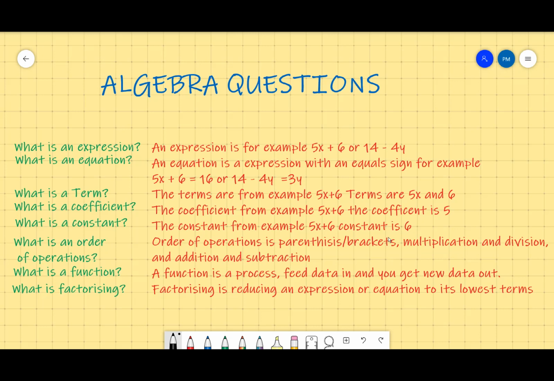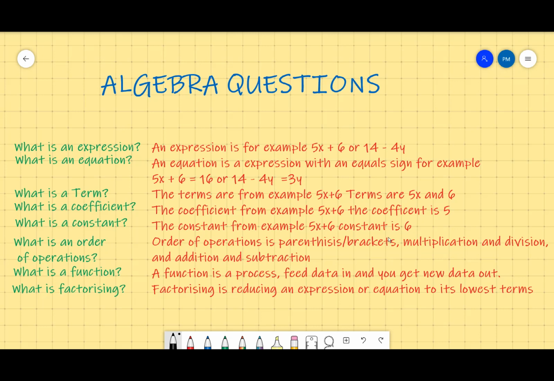So that makes it 5x equals 10. We have taken 6 away from both sides. 6 minus 6 is 0. 16 minus 6 is 10. Okay, simple. 5x equals 10. If 5x equals 10, x equals what? We divide both sides by 5. 5x equals 10, x equals 2. Well done. That was very well worked out.